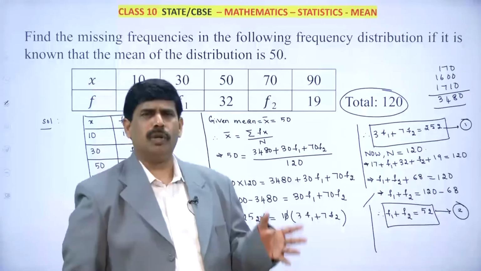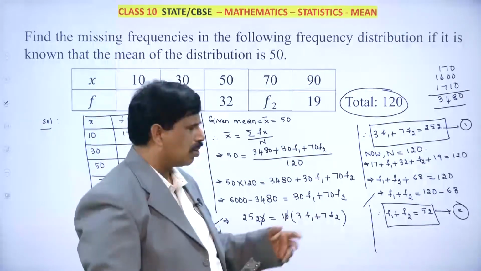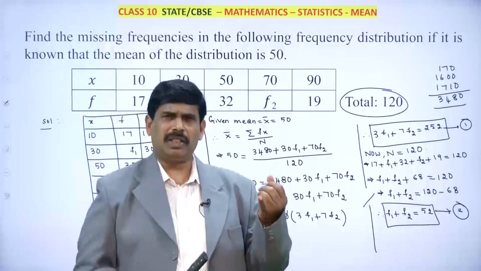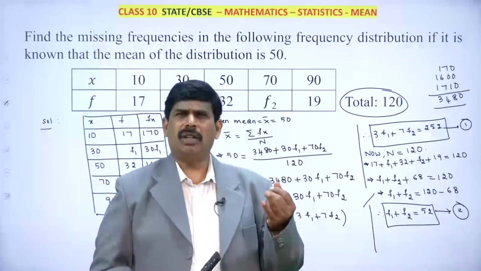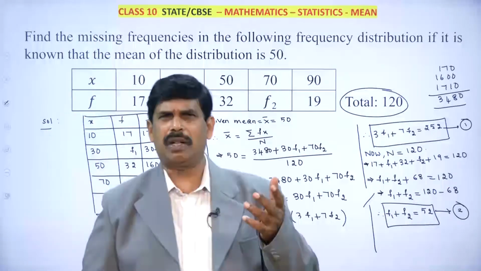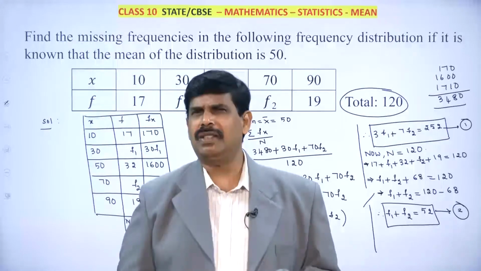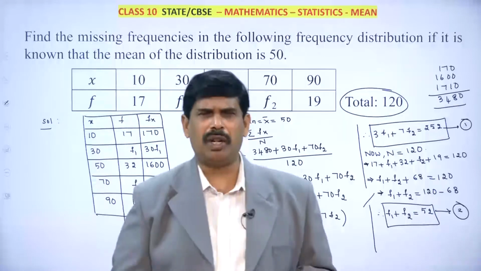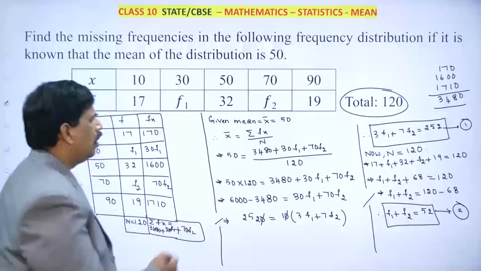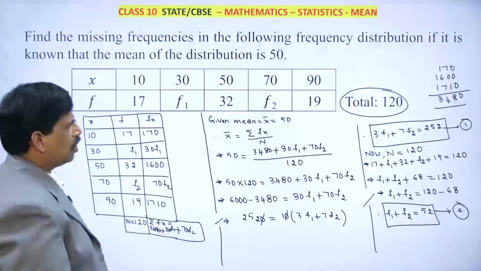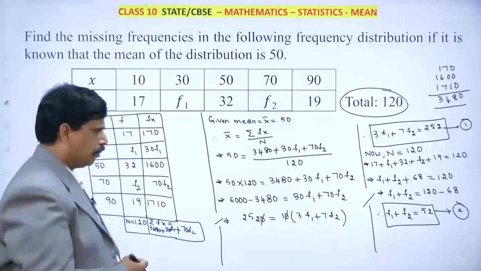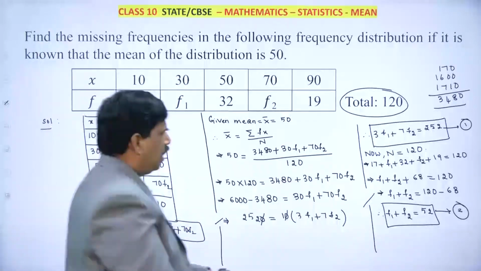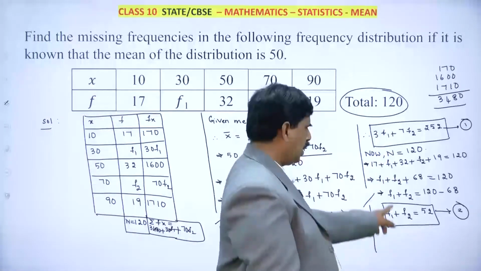Now we need to solve both the equations. So how can we solve both the equations? There are three methods of simultaneous solving. You have the method of elimination, that is the method of equating coefficients, the substitution method, and the cross multiplication method. So you select any one of your choice. Let us see what are the two equations we have. f1 plus f2 is 52. So let's equate both the equation coefficients. f1's coefficient is 3 here, but here it is only 1.